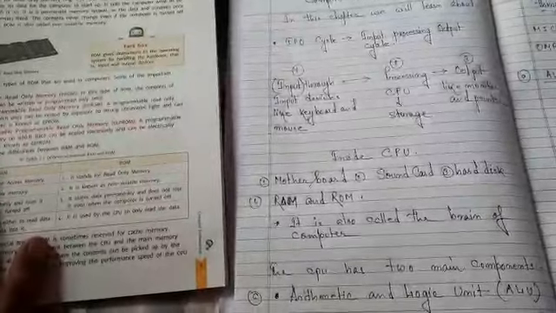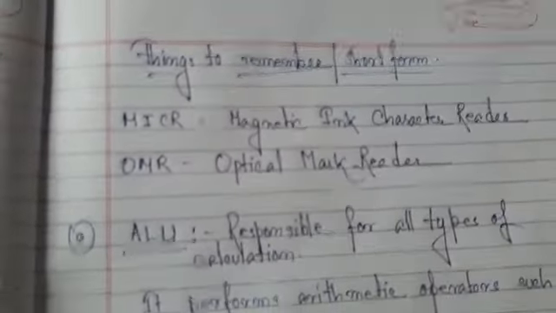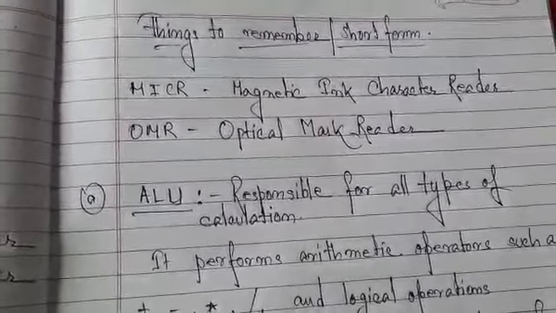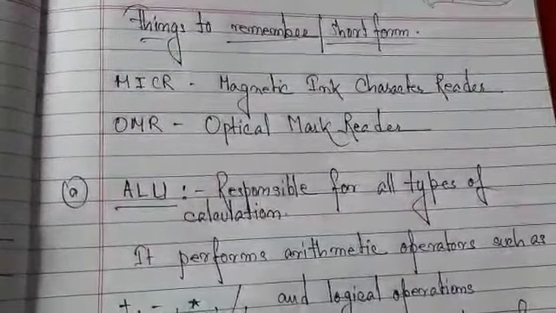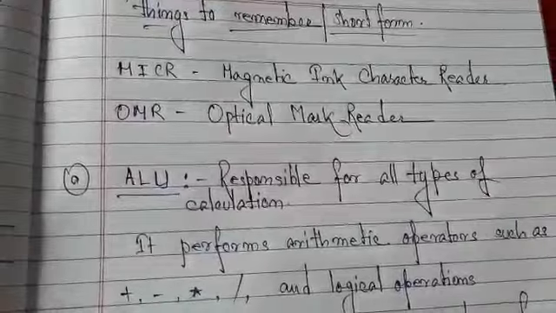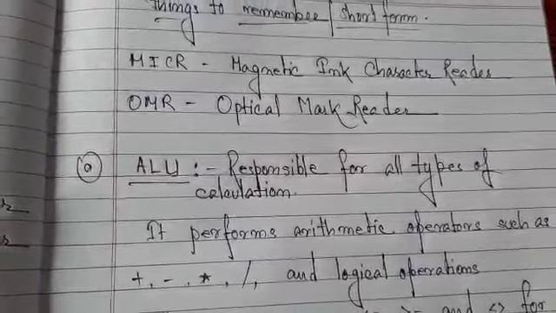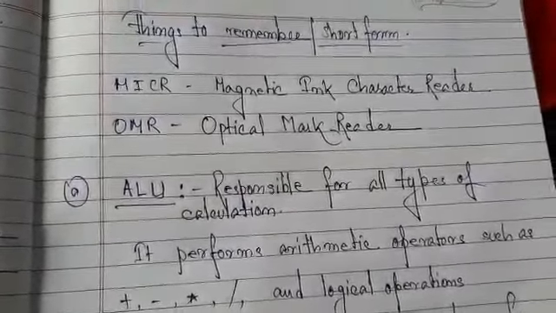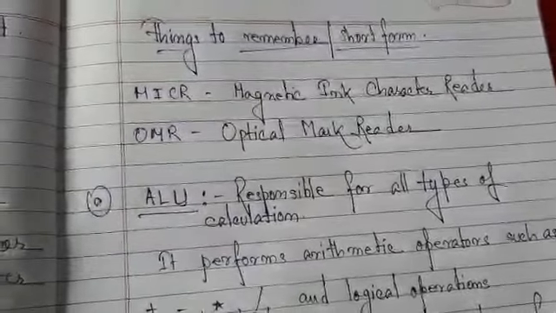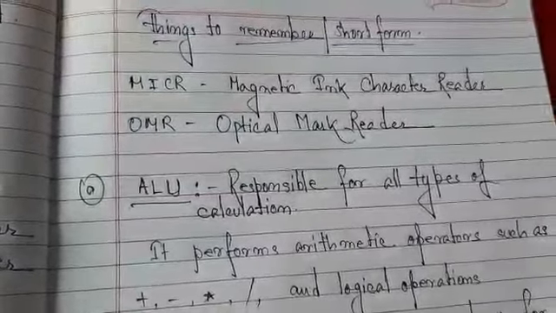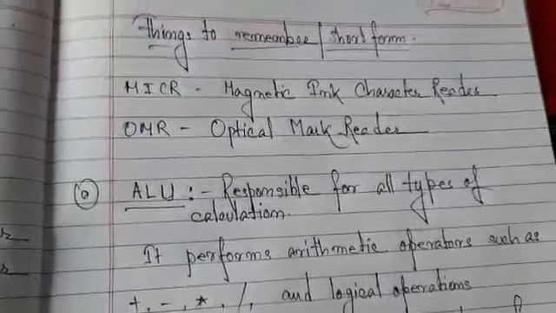Before we start learning about these 2 things, let us remember some short forms or things to remember. Here you see MICR. It is written in your book also, on the first page. What does MICR stand for? That is magnetic ink character reader. Another one is OMR, that is optical mark reader. Once again I am telling you, MICR is magnetic ink character reader, and another one is OMR, that is optical mark reader.